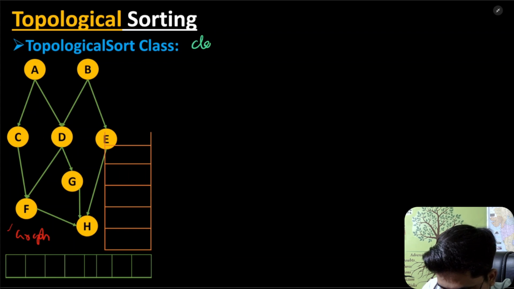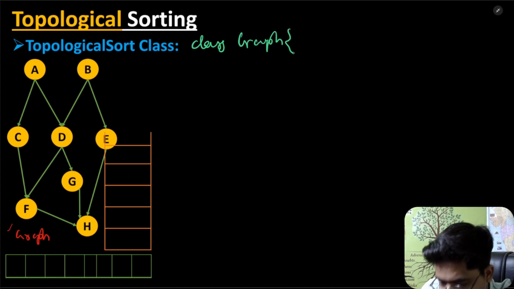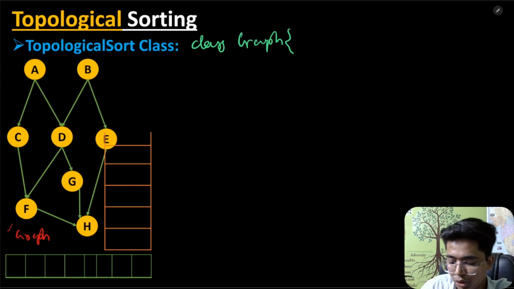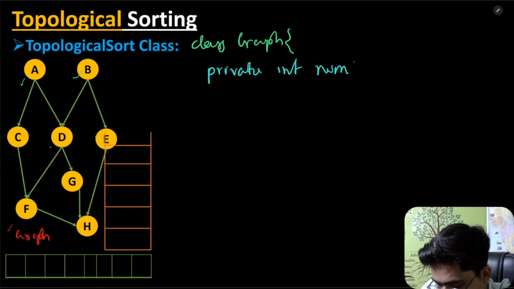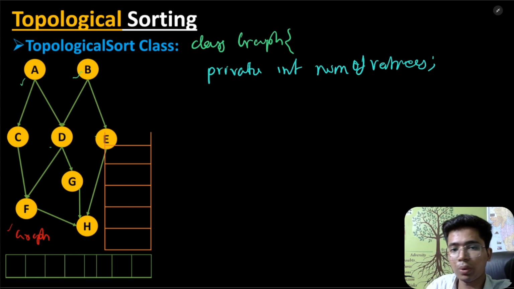Class Graph. And now we are starting the class. First we need to count the number of vertices: 1 2 3 4 5 6. So we have to pass the number of vertices. We will be declaring a private integer numberOfVertices. This is the number of vertices with which we want to create the adjacency graph.